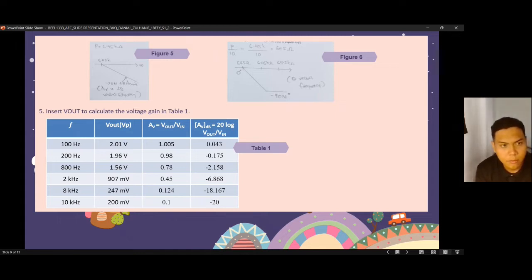As you can see, every frequency has a different output of V out. So this step is done to complete the dot plot.